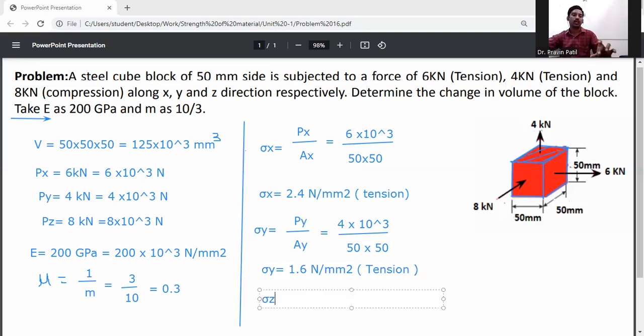Now last one is sigma z. Sigma z is equal to Pz divided by area.